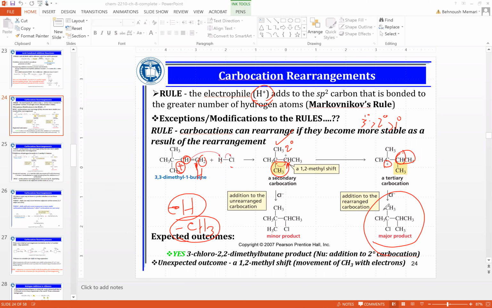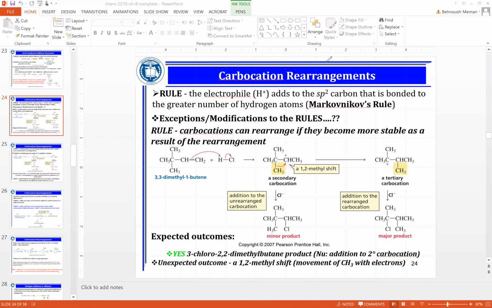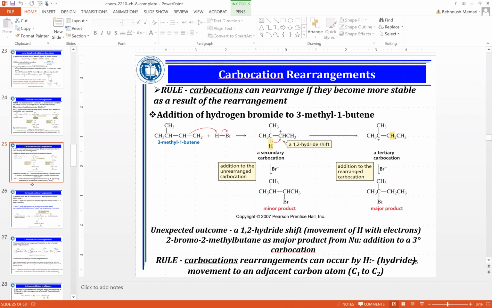And why is it the major product? You would have the minor product too, but why is this the major product? Because tertiary is more stable than secondary. Let me know if you have any questions before I go to the next example. Okay, if you don't have questions, the next example is very similar to what we had before.